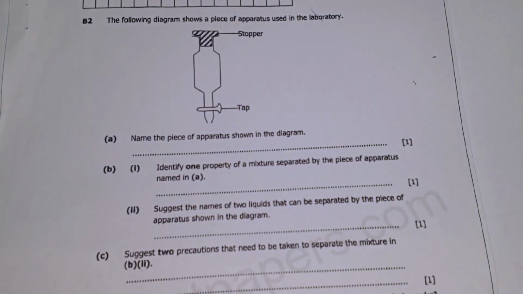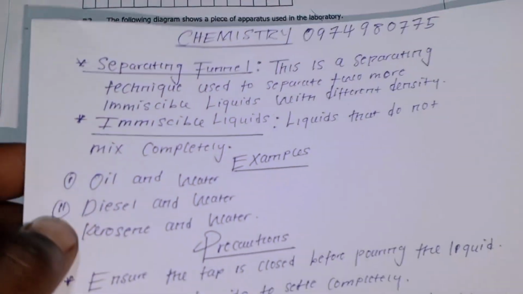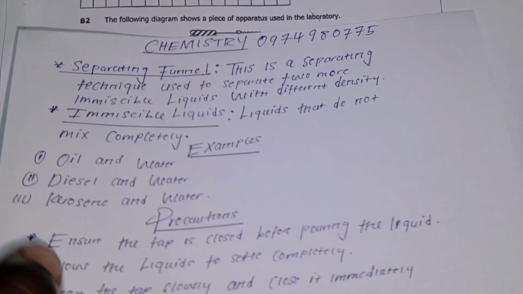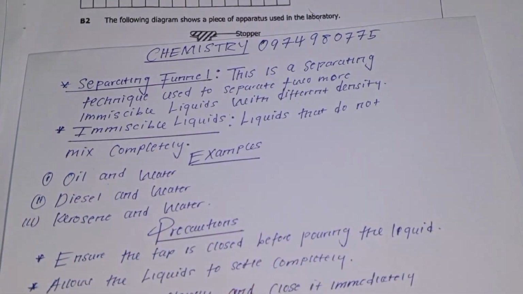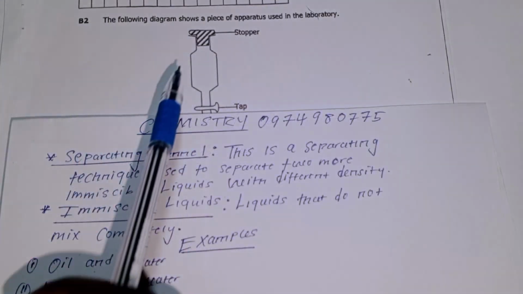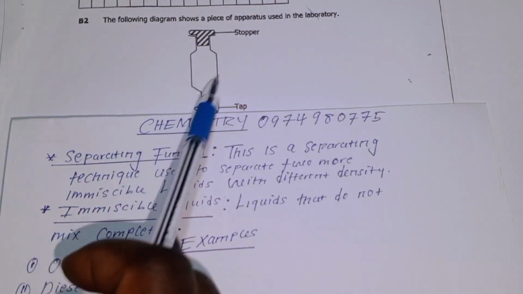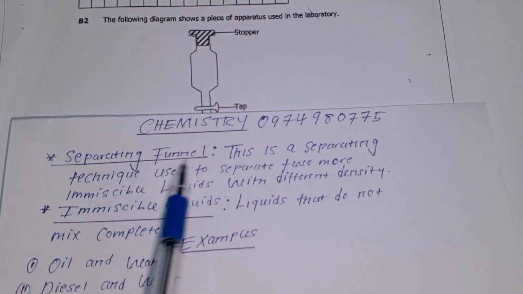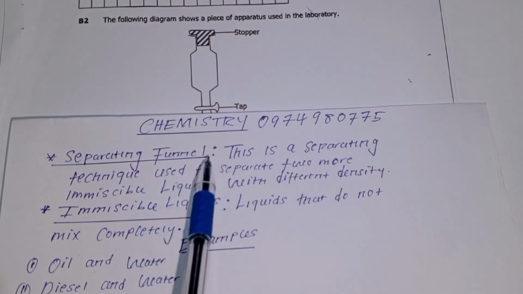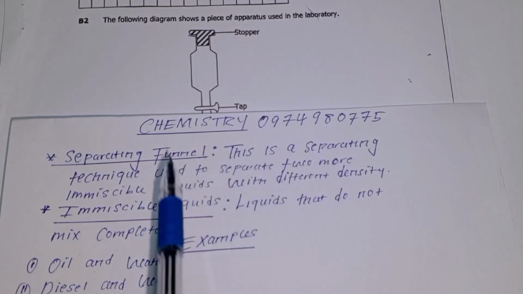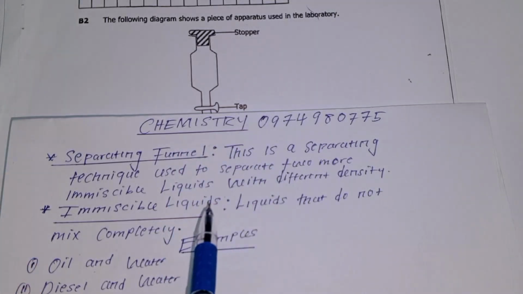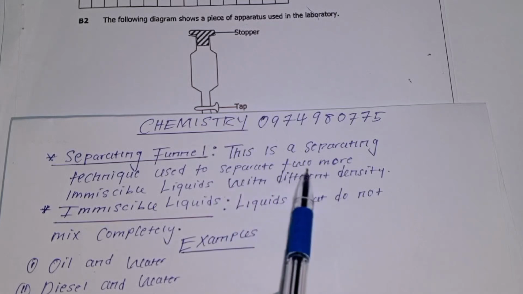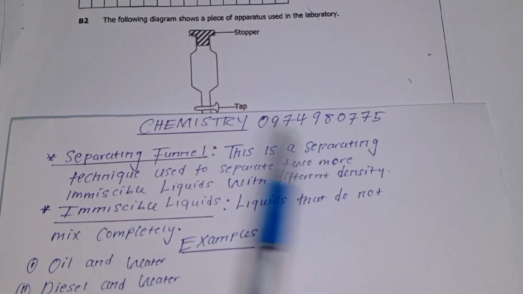Now, before we even proceed, allow me just to share with you a few notes that I've prepared based on this question. You need to understand that the apparatus that we have been given here is known as the separating funnel. The function of the separating funnel is simply to separate two or more immiscible liquids with different densities.